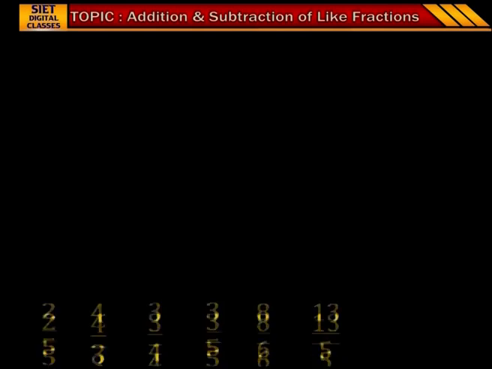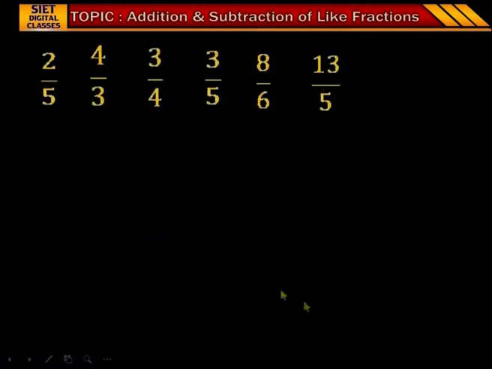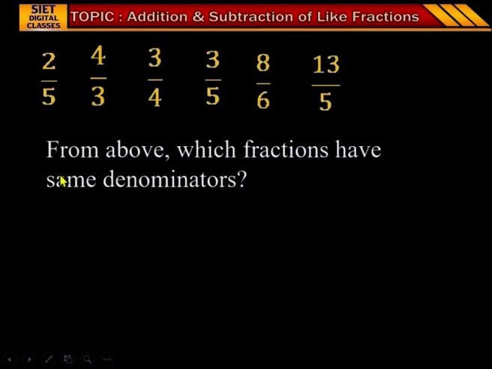Remember it. And then we go for another situation. Here you are observing some fractions: 2 by 5, 4 by 3, 3 by 4, 3 by 5, 8 by 6, 13 by 5. Observe from above which fractions have the same denominators. Denominator means the number written under the division line. So, it represents the total number of parts of a whole. So, from above which fractions have the same denominators?